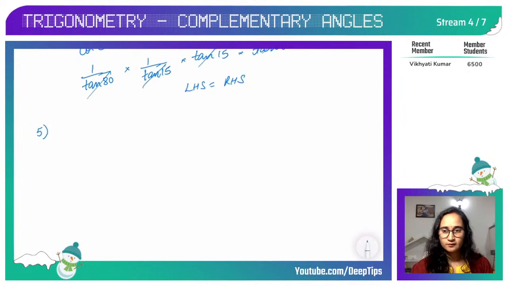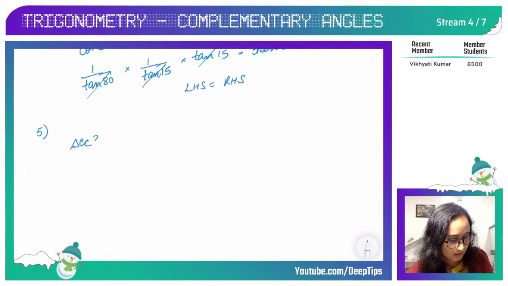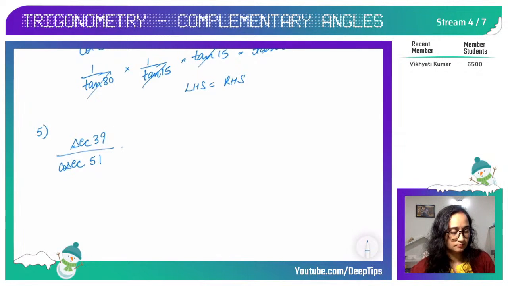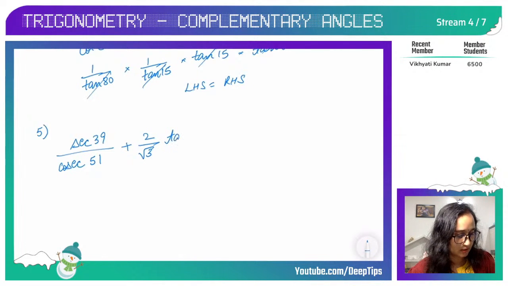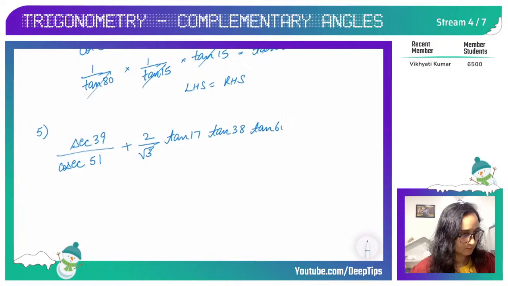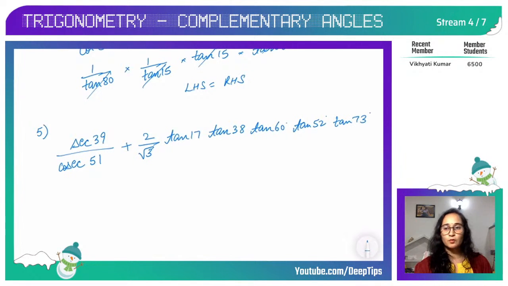So I have my question number 5, which has secant 39 upon cosecant 51, plus 2 by root 3 into tan 17 into tan 38 into tan 60 into tan 52 and tan 73. So this is the question. It looks like a huge question, but actually when you start solving it using complementary angles, it is pretty simple.